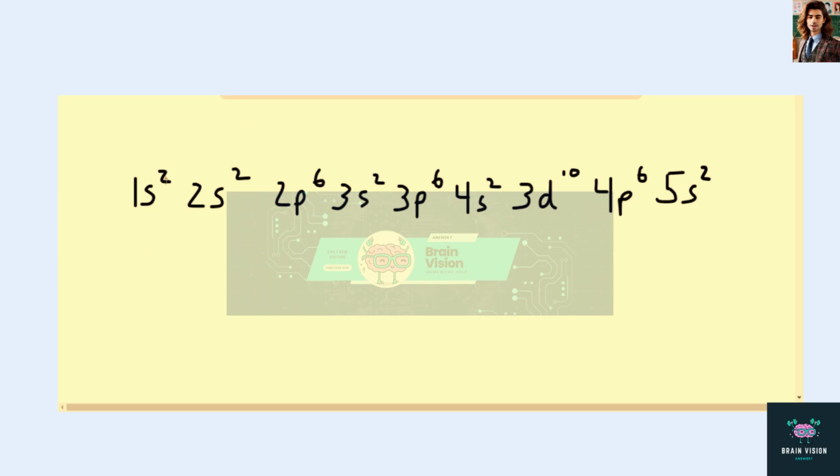So let's add up the electrons we've used so far. 2 plus 2 plus 6 is 10, plus 2 is 12, plus 6 is 18, plus 2 is 20, plus 10 is 30, plus 6 is 36, plus 2 is 38. So far we've used 38. We'll just write it off to the side here.